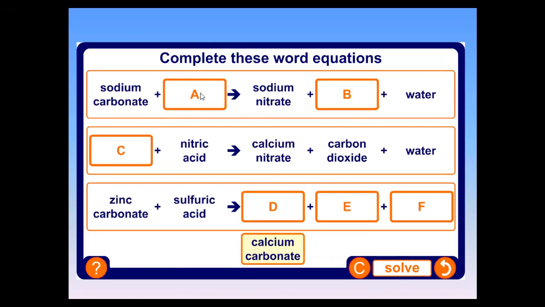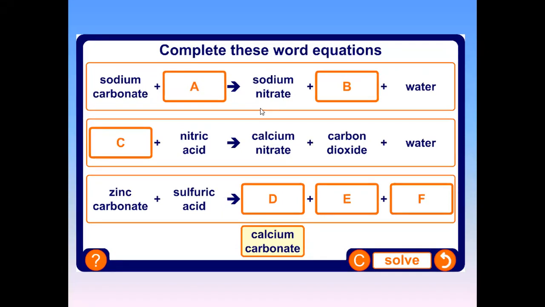So here in place of A, which acid should come? It should be nitric acid. And next question, C is the fill up: C plus nitric acid gives calcium nitrate plus carbon dioxide plus water. What is C here? And last is zinc plus sulfuric acid gives D plus E plus F. You have to solve it.